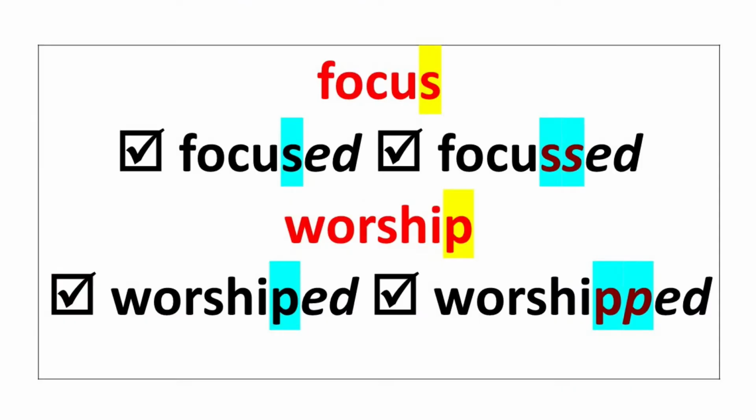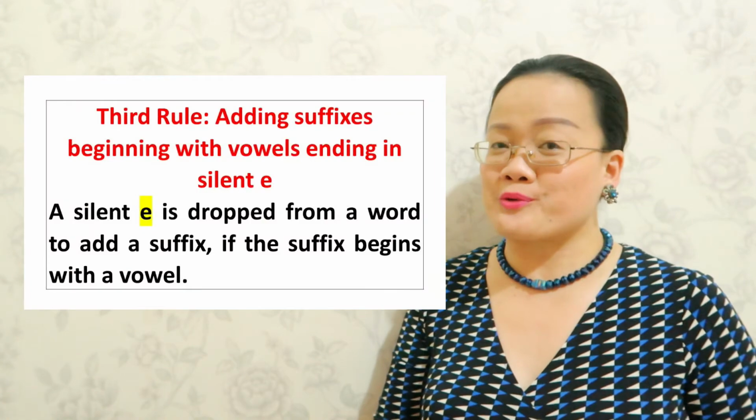So if you happen to see words like focus spelled as F-O-C-U-S-S-E-D, that is with a double S, instead of F-O-C-U-S-E-D with a single S, and worshipped with a single P instead of worshipped with a double P, they are accepted. Now let's talk about the third rule.